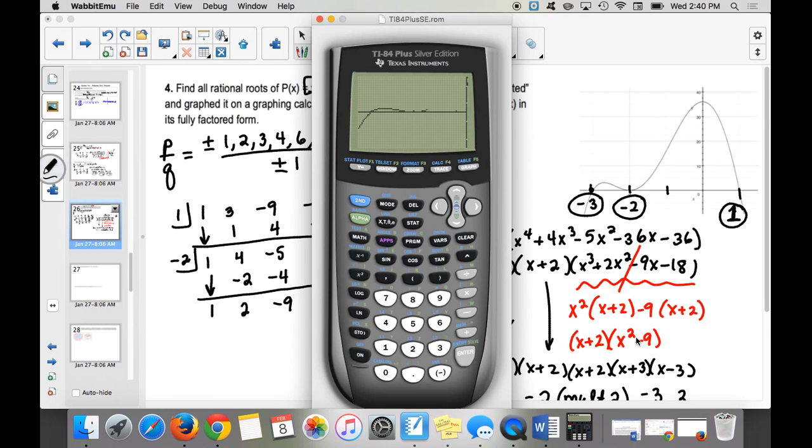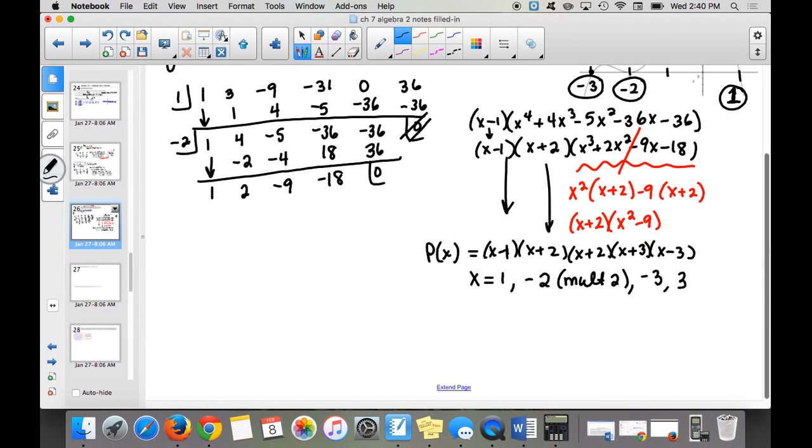You guys see on my sketch, it's showing you this part, and it does show you that it bounces on -2, which means it has multiplicity. So there's lots of things you can do to see what's happening on that graph. All right, so anyway, those are our 5 solutions.